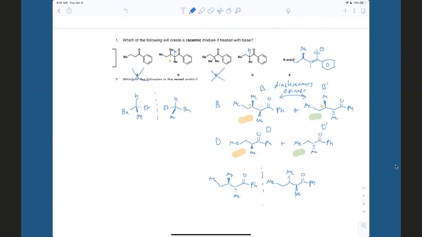So this would have a priority of 1, 2, 3. So this would be an S stereocenter. This one gets switched to an R. And this would be a 1, 2, 3. This is R and stays R. So B is represented as RS stereocenters, where B prime is RR.